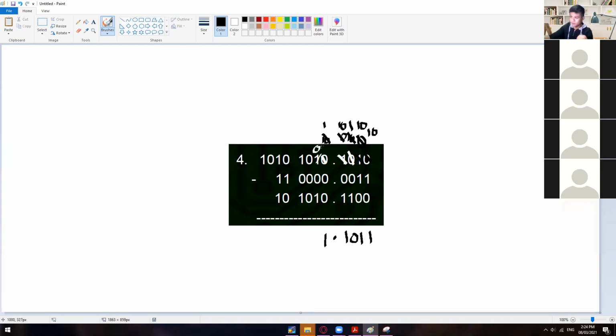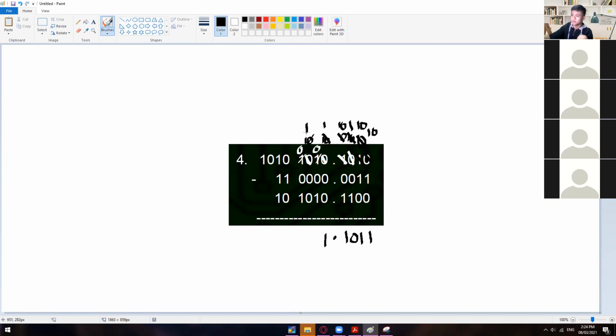So bring it down. 0 minus 1 cannot be, so we have to borrow. But then again, his neighbor doesn't have anything. So he has to borrow first for us to be able to borrow. So this 1 will become 0. This 0 will become 10. So now that he has money, we can now borrow from him.